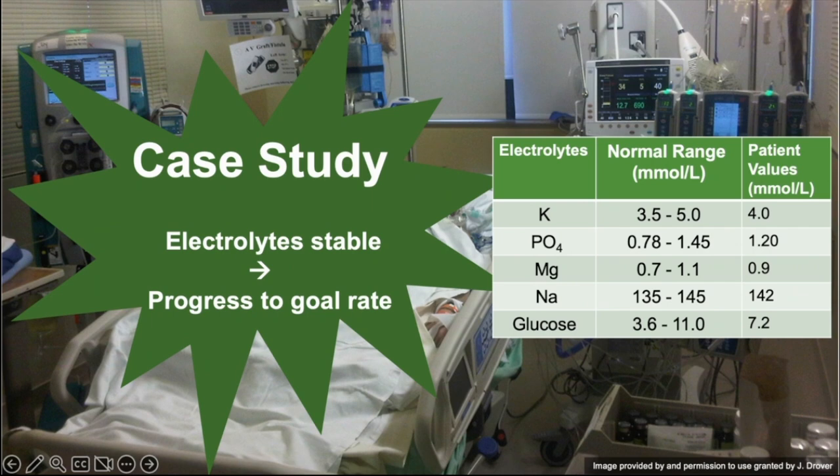The day after EN was initiated, in reviewing his labs, all were within normal limits. He was not experiencing signs or symptoms of fluid overload, and cardiac function was normal. Thus, he was safe to have his EN infusion increased. In this case, we increased it by 15 milliliters per hour every 8 hours, continuing to monitor until he reached his goal rate.